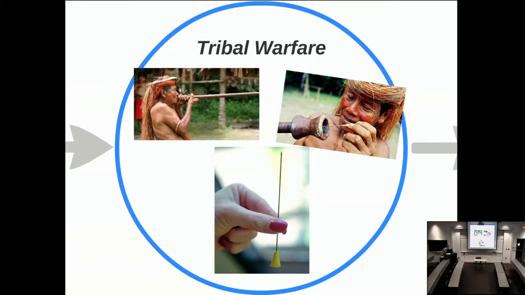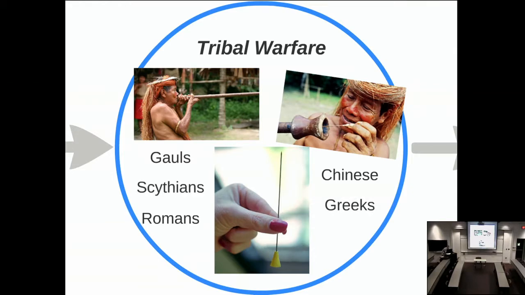This idea of having poison-tipped darts or poison-tipped arrows isn't a new one, certainly. It's been used throughout history by, say, the Gauls, the Romans, the Chinese, the Greeks, and even the Scythians. So a well-known form of warfare.